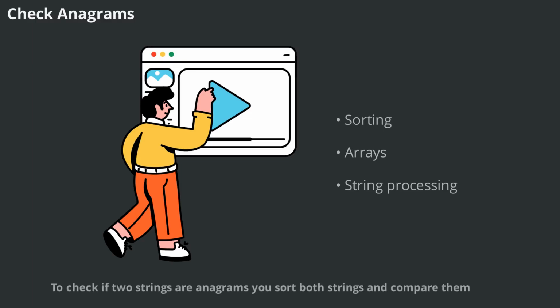To check if two strings are anagrams, you sort both strings and compare them. This question tests your ability to use arrays, sorting, and string processing. Clean decomposition of the problem is key here. Interviewers want to see if you can break down the task and use Java's built-in tools effectively.